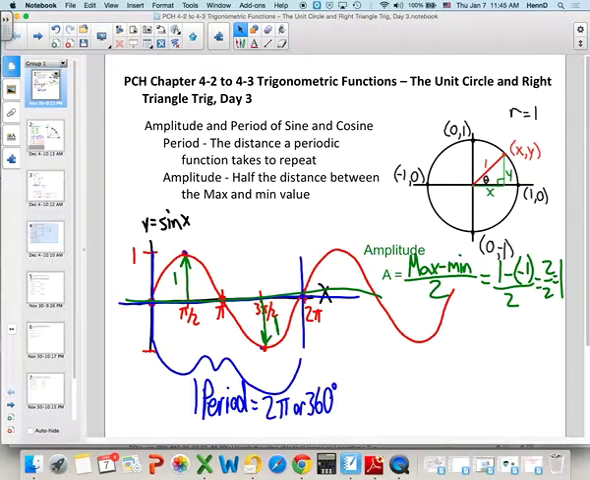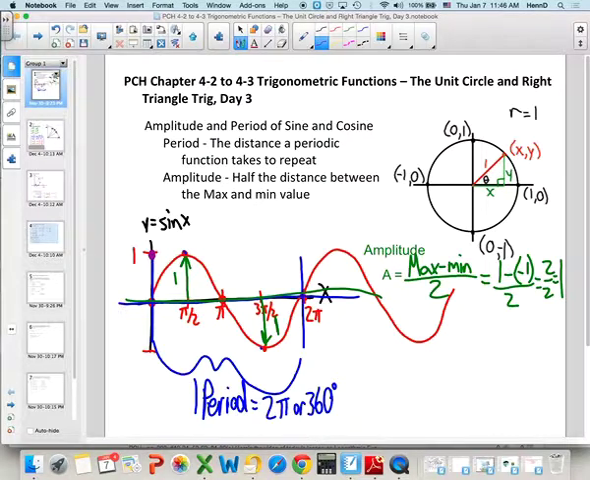Now, let's do the same thing with cosine, and that'll take us to the first of the identities that we want to look at today. Thinking about our unit circle, what would the cosine of 0 degrees be? It's the x-coordinate, right? So it's 1.